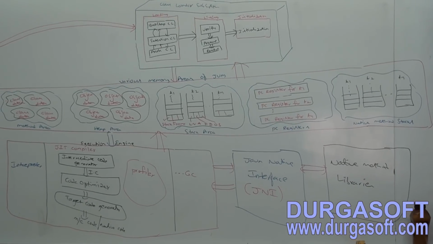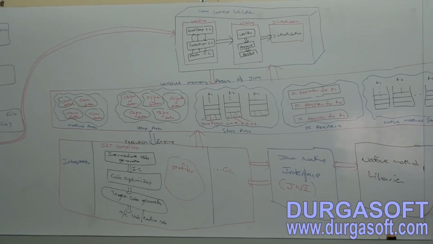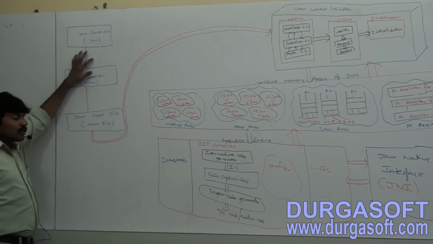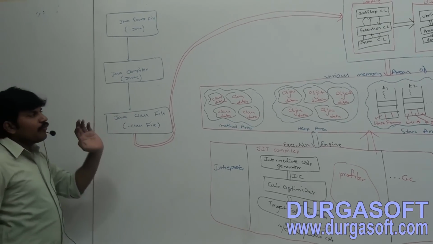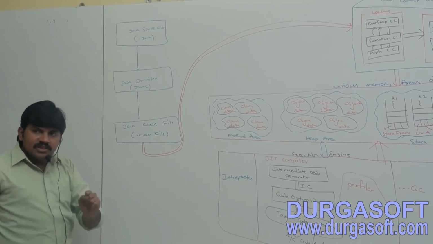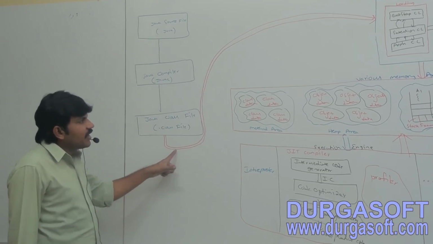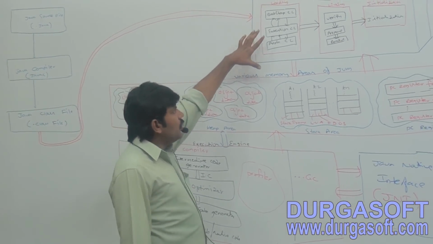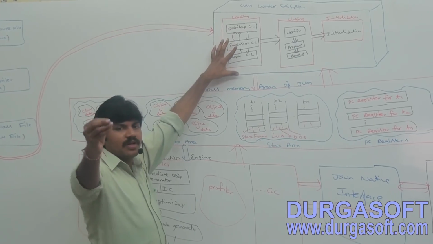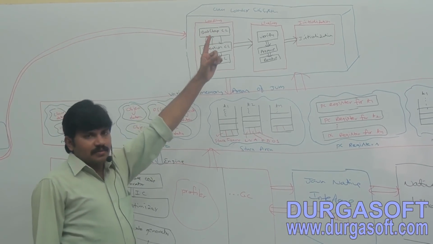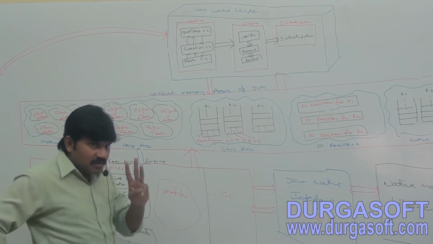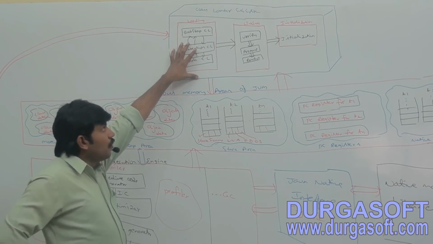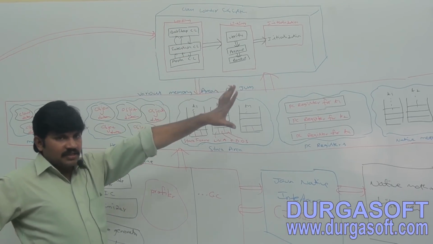Have you remembered? First I have a .java file. My Java compiler is responsible to compile it and generate a .class file, which is nothing but bytecode. Whenever we are executing, my JVM takes the .class file as the input. First, who is responsible to load our .class file? The class loader subsystem. It is mainly responsible for how many activities? 3 activities: loading, linking, initialization.